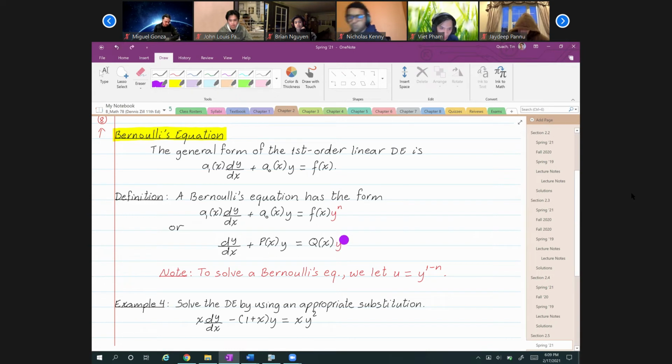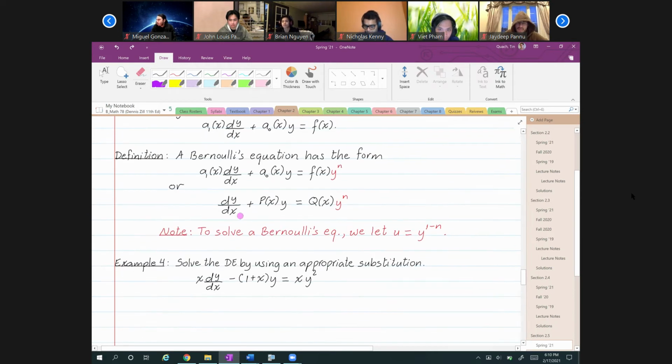Now, on the right-hand side of the general form, you have the dependent variable y. You have to be able to identify in the differential equation which variable is independent and which variable is dependent. In this case, the dependent variable is y, and on the right-hand side you have that dependent variable raised to the nth power, whatever that n is. It could be any number. Then we call that equation a Bernoulli's equation.